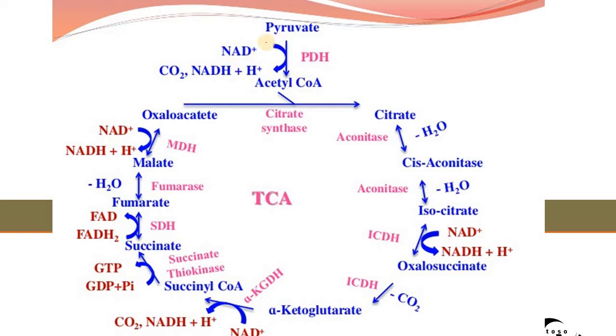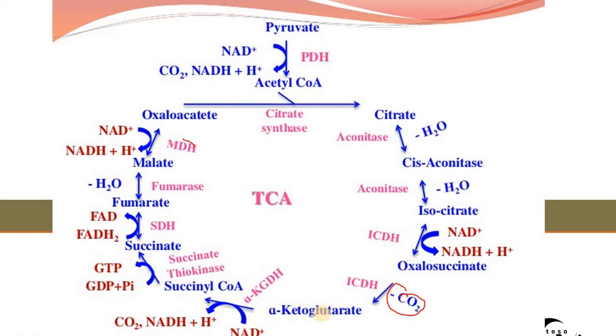Here again, remember one thing: whenever there is a dehydrogenase enzyme, it results in the removal of a hydrogen ion. That hydrogen will be accepted by an electron acceptor, which could be either NAD plus or FAD, depending on the case. Here the hydrogen which is removed will be accepted by NAD plus, and finally one more decarboxylation step takes place here, and that results in the production of alpha ketoglutarate.